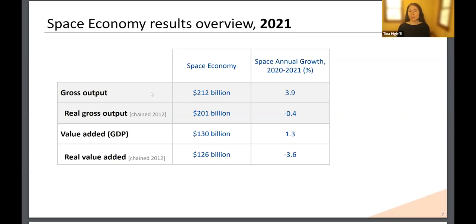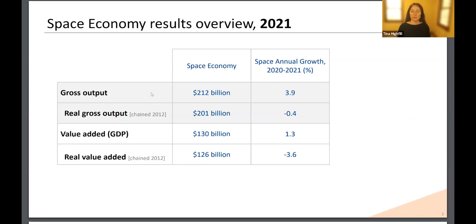Underneath gross output, we have what's called real gross output. As I mentioned earlier, that means that we've held prices constant. So we remove the impact of inflation. You may have heard in the news in recent years that inflation has been a big part of the economy. And what this statistic is showing is real gross output growth was actually negative 0.4.